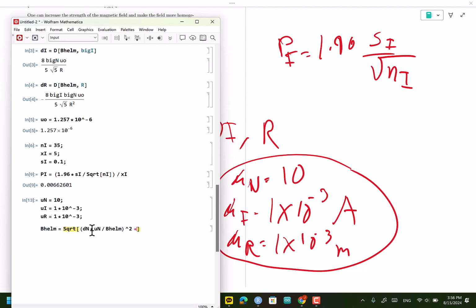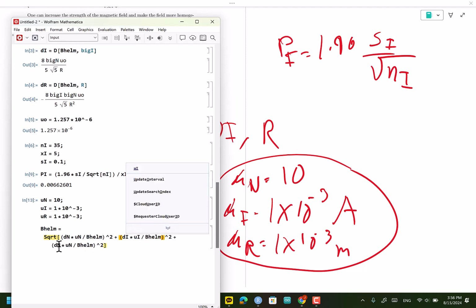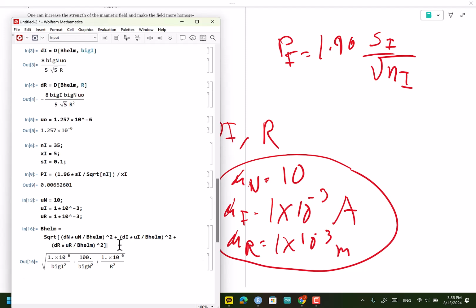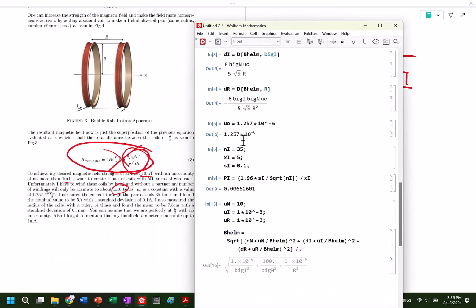So we're going to do this 3 more times. Good. So dn di times ui, and then finally r ur, and then that's going to be my b Helm. And I'm going to do slash dot. We have to basically put in those nominal values now at this point. Slash dot. Big I goes to xi, which we've already defined. We said, what's our nominal value of current? We've already said that.